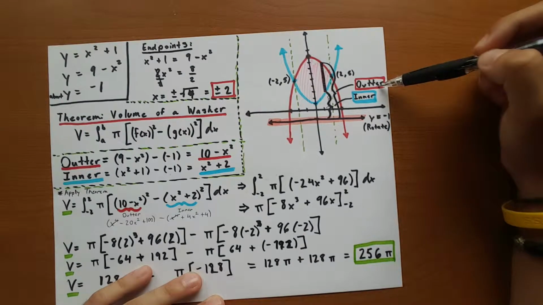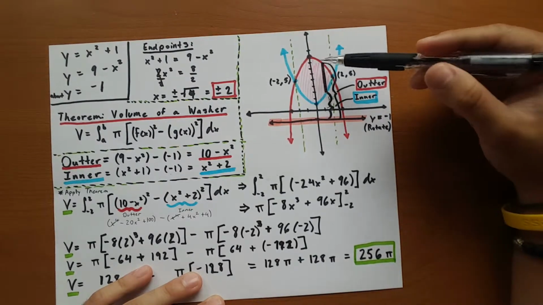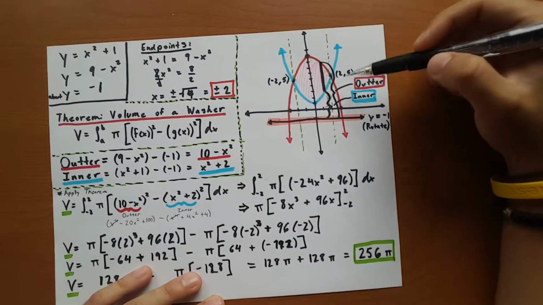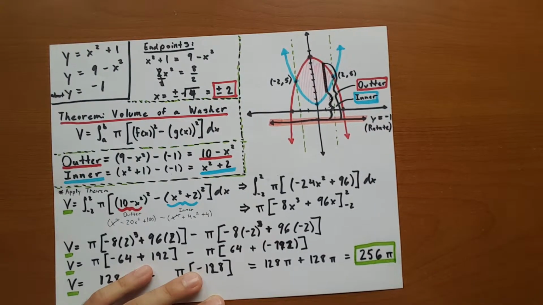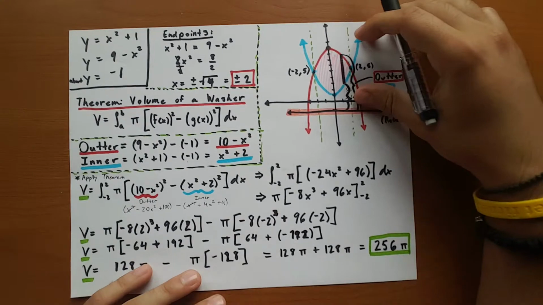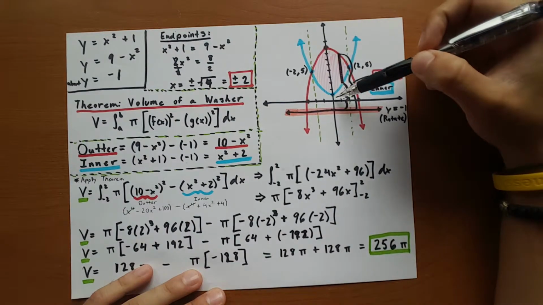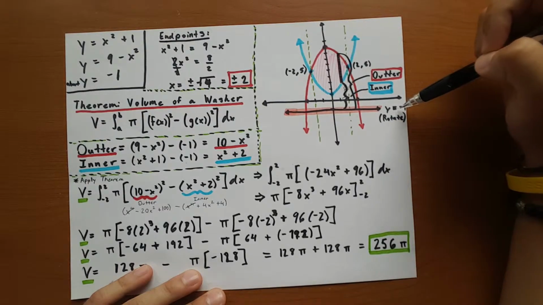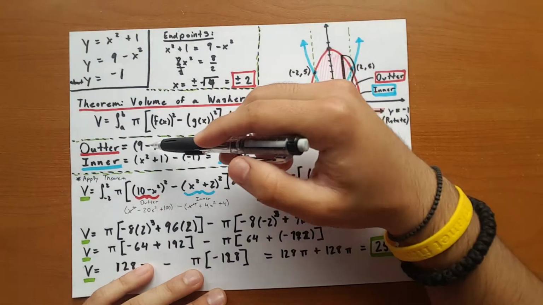So from here I can tell that my red function, which represents 9 minus x squared, is going to be my outer function, my outer radius. And then I can tell here that my blue function, which represents x squared plus 1, will be my inner function. But I can't just make my radius equal these two functions because they're a certain distance away from y equals negative 1. So I have to figure out that distance and compensate by adjusting the function.